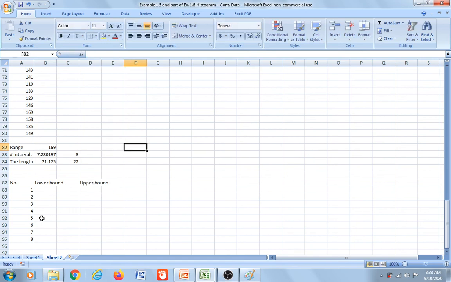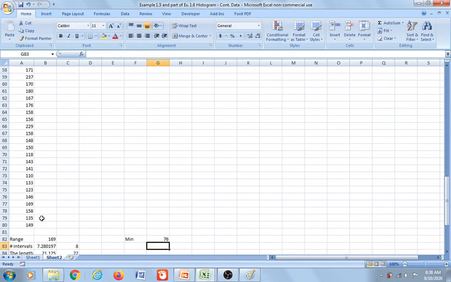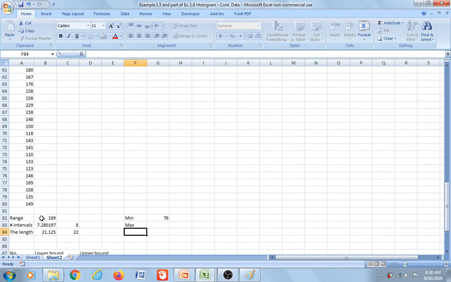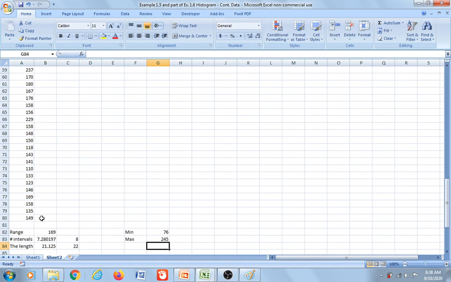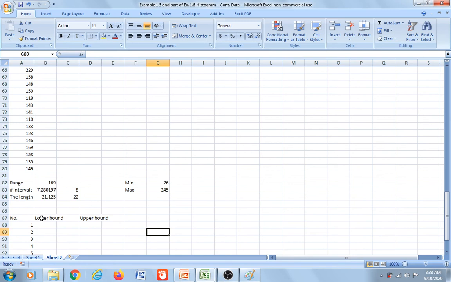Min. I'm gonna put it here. What is the minimum value of the data? The min of the data is 76, and the maximum value of the data is 245. Since the minimum value is 76 and all the data must be included in the histogram, I'm gonna put 75 as the lower bound of the first interval.